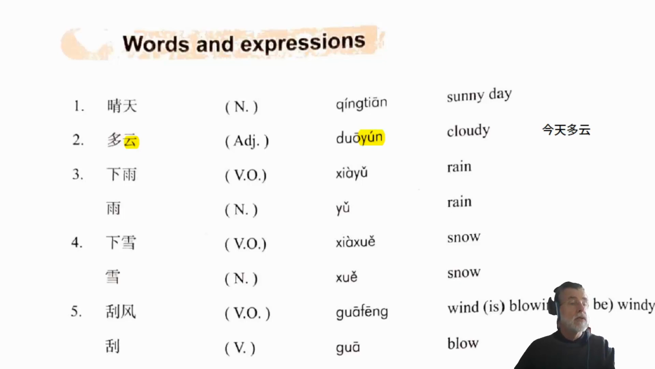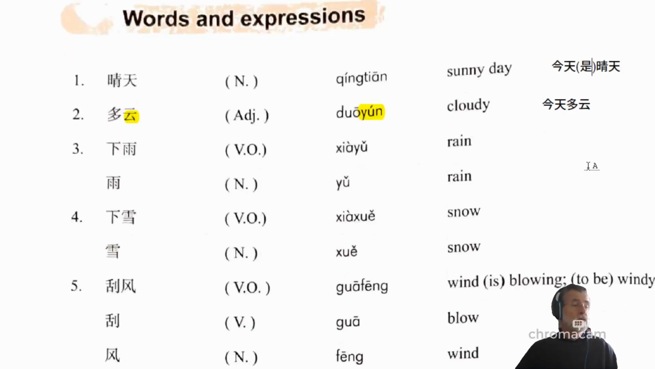Or with the sunny day, it would just be something like 今天晴天. You could, in theory, say 今天是晴天, but it's not necessary. Just say 今天晴天. That's fine. And certainly with the 多云, you just say 今天多云.